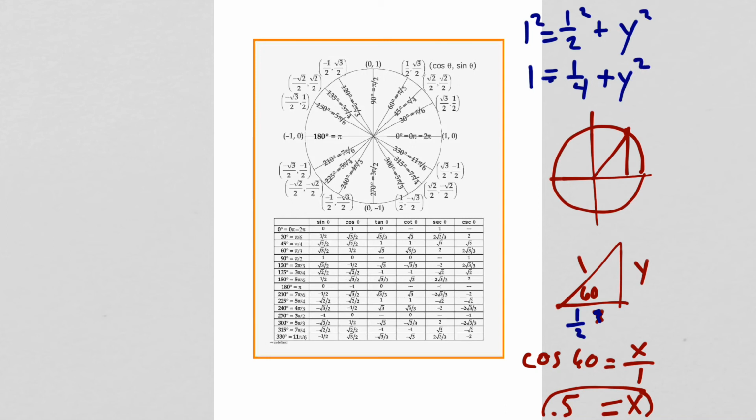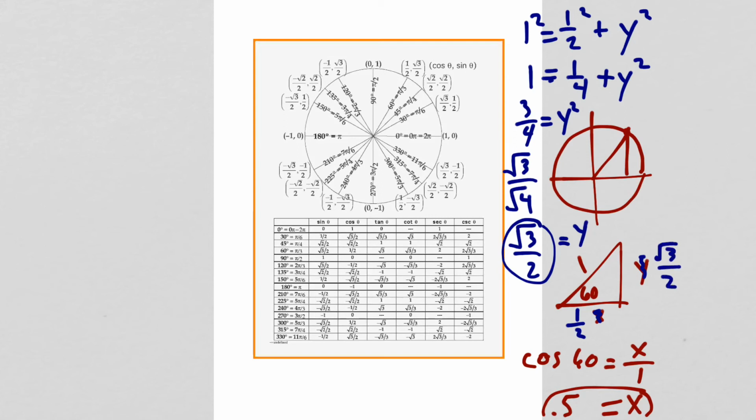Now we subtract a fourth. 1 minus a fourth is 3/4 equals y squared. And then when we take the square root of it, you wind up with the square root of 3 over the square root of 4, which simplifies to the square root of 3 over 2. So that is equal to y. So now we can replace this with square root of 3 over 2.